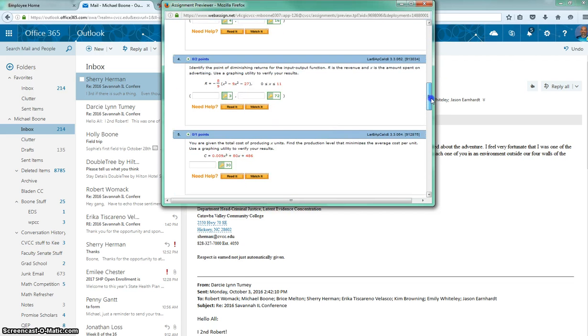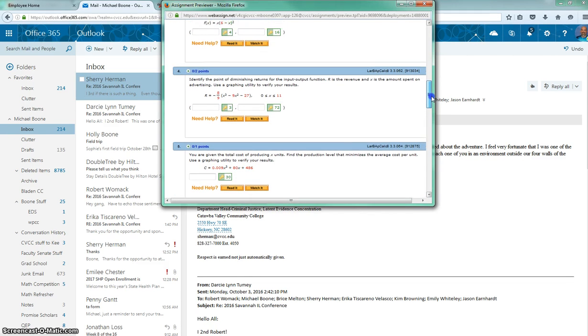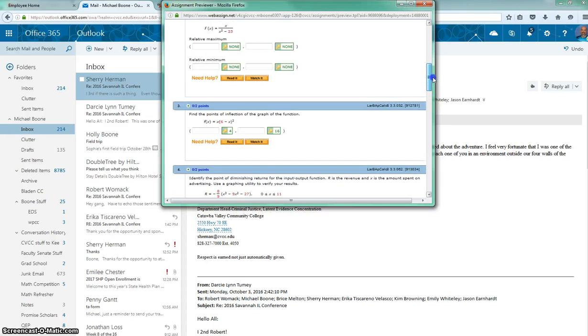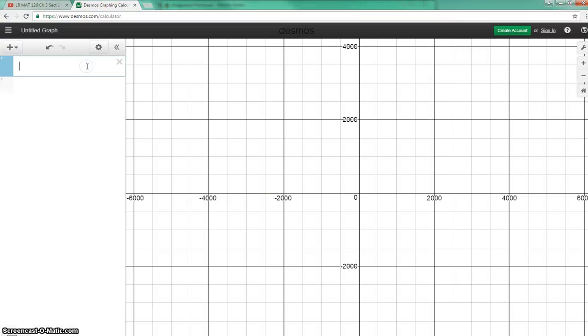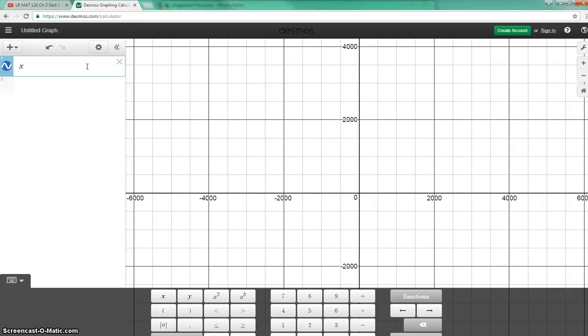We'll look at that in number 4. The point of diminishing returns is, in business, another way to call it an inflection point. So the first derivative, when you set it equal to 0, you get critical points. If you take the second derivative and set it equal to 0, you get inflection points. Let's go to a Desmos graph and explore that for a second.